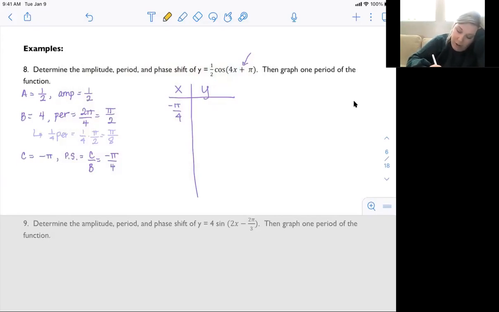So negative pi over 4 is equal to negative 2 pi over 8. And so now we're going to add pi eighths to that. That gives us negative 1 pi over 8. Add pi eighths to that. That gives us 0. Add pi eighths to that.